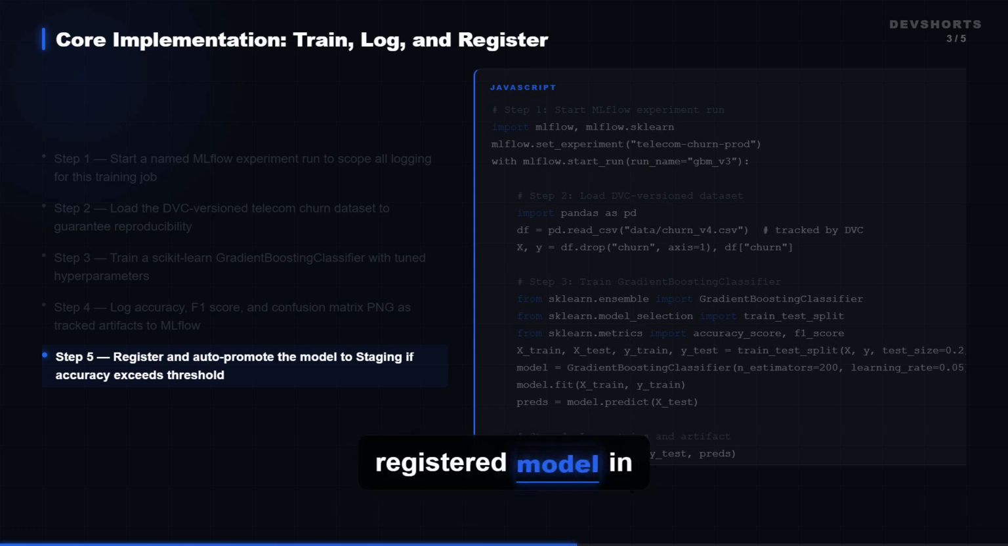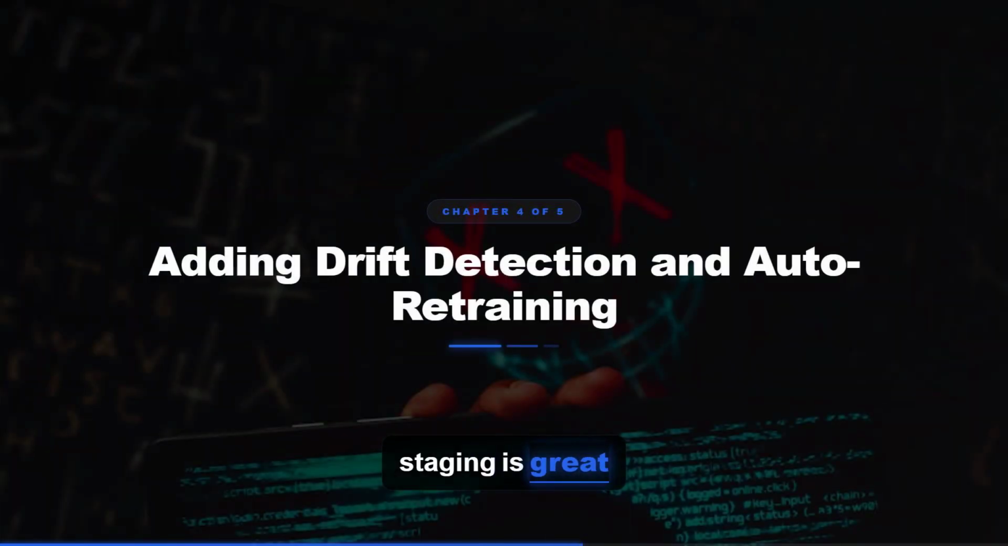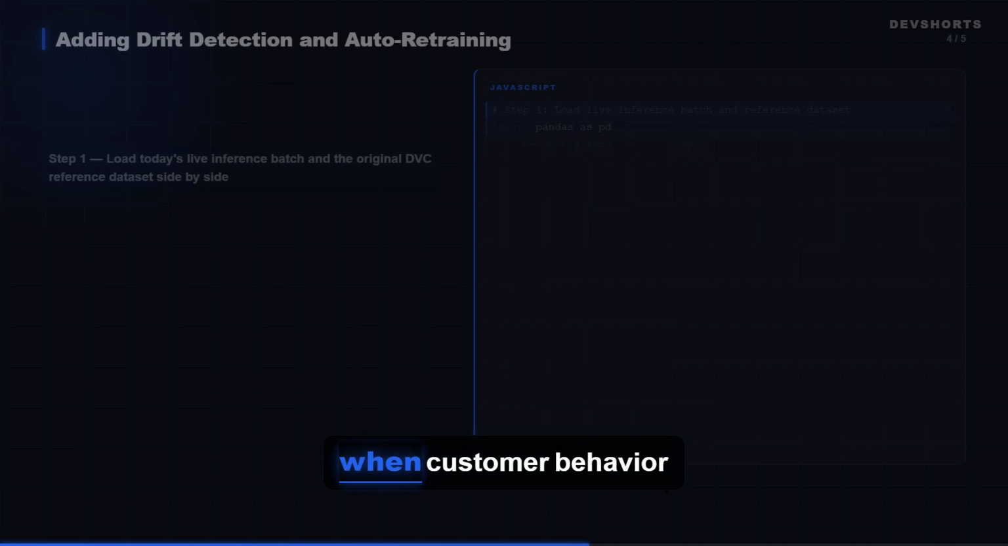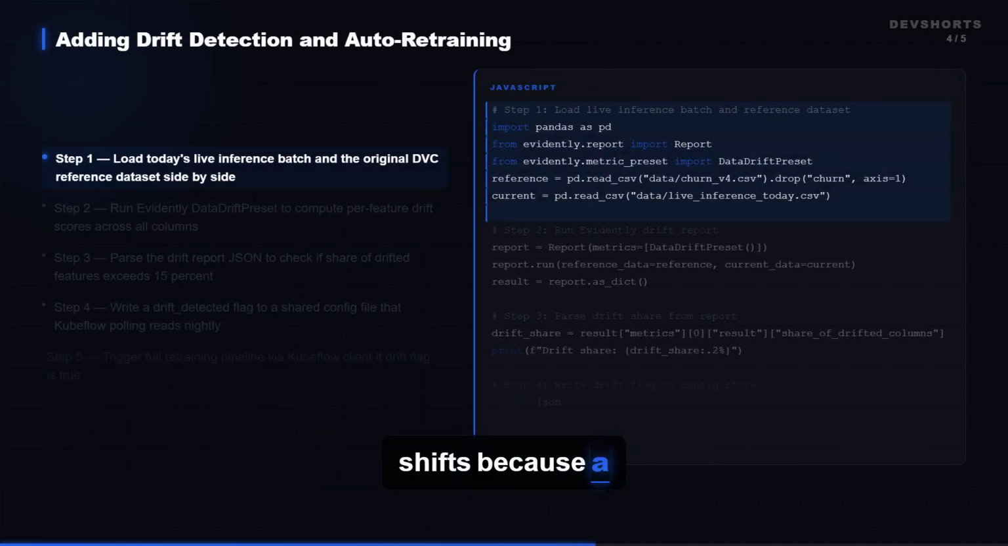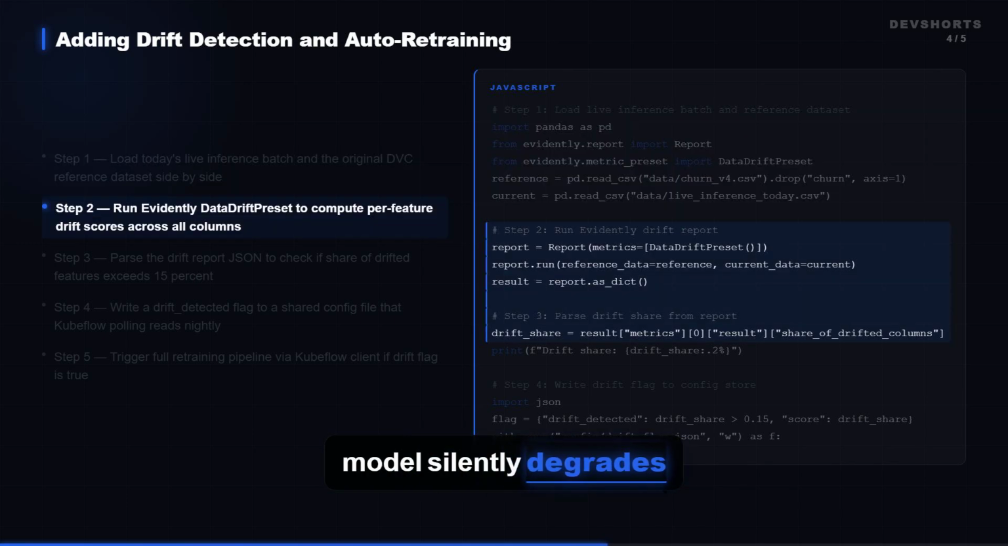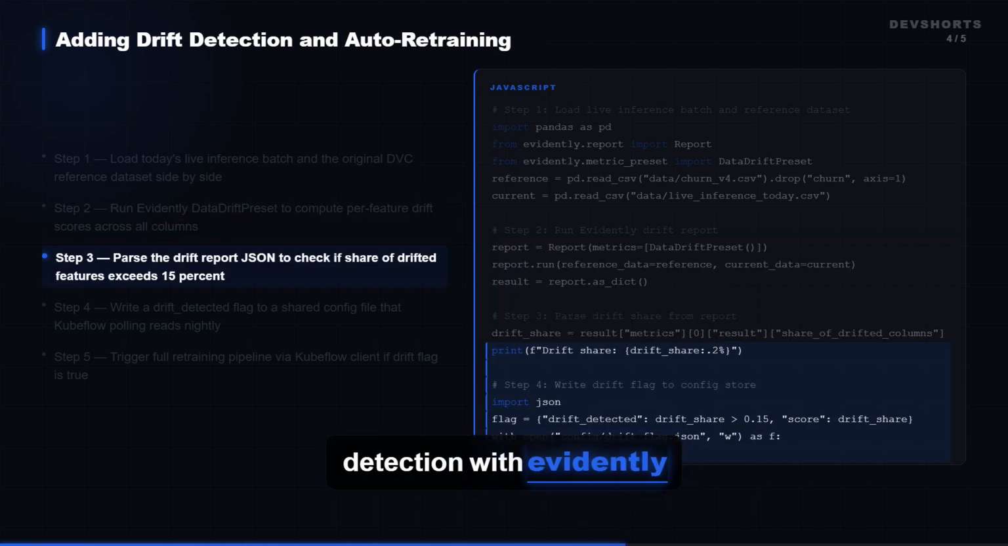A registered model in staging is great. But what happens 3 months later when customer behavior shifts because a competitor launches a new plan? Your model silently degrades. This chapter adds the MLOps safety net, automated drift detection with Evidently AI 2 and a retraining trigger. The idea is simple.